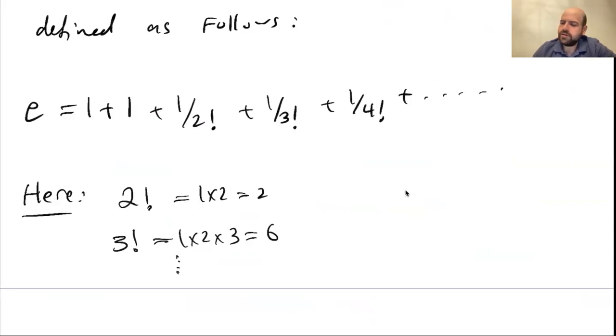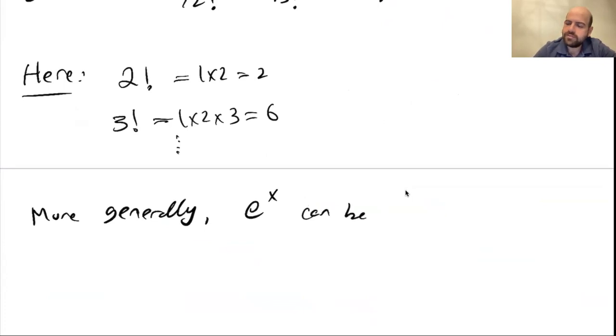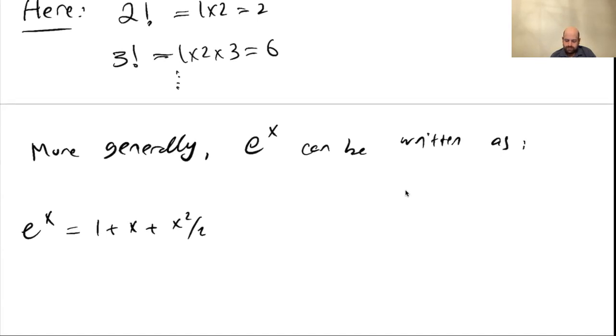Okay, so this is how the Euler number e is defined. And more generally, e to the x can be written as 1 plus x plus x squared over 2 factorial plus x cubed over 3 factorial plus x to the power 4 over 4 factorial plus dot, dot, dot.